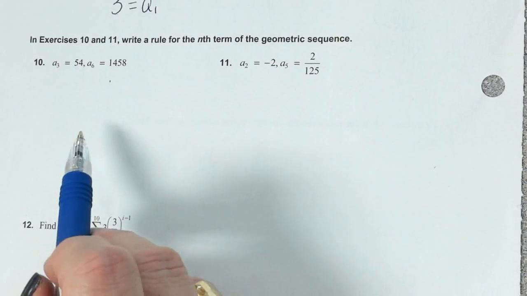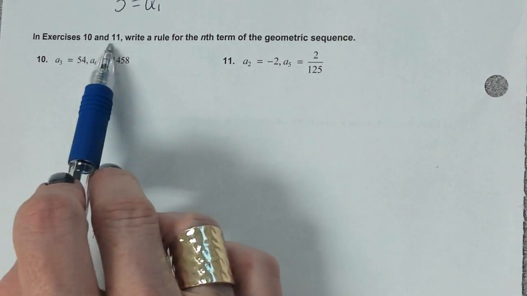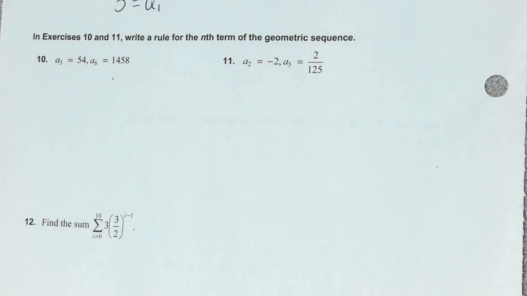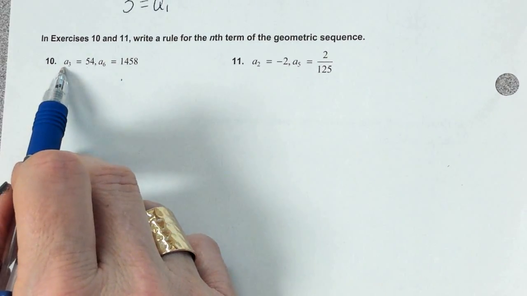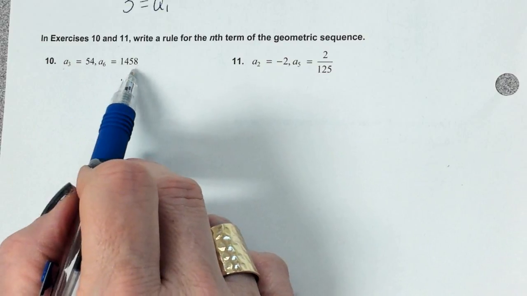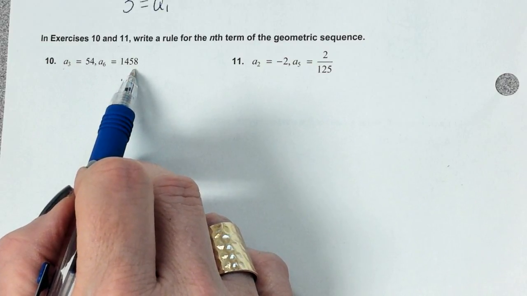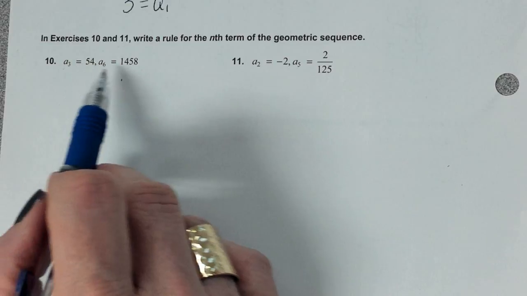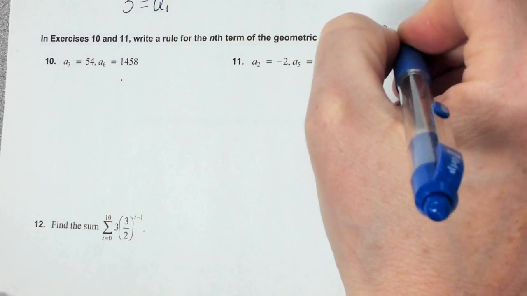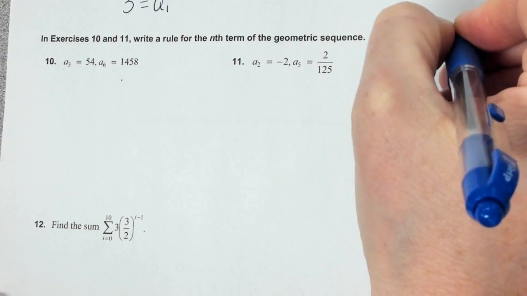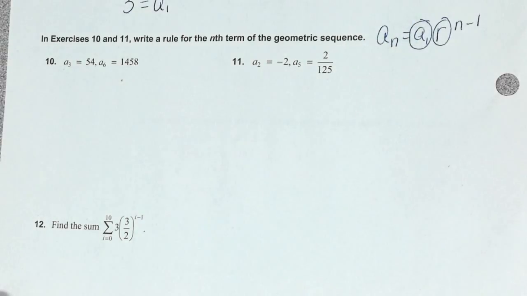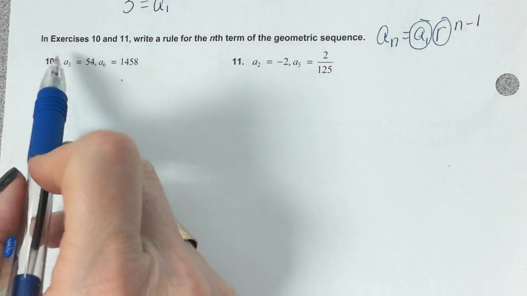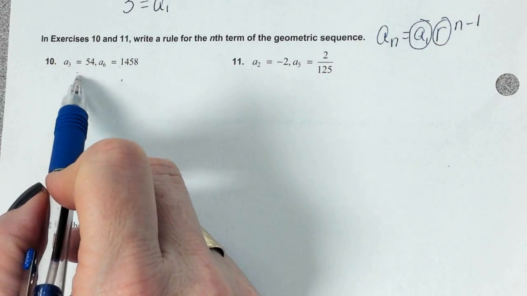All right, I'm going to show you one of these and then I'm going to ask you to try one. So, in exercises 10 and 11, write a rule for the nth term of the geometric sequence. So they tell me a sub 3 is 54 and a sub 6 is 1458. That's kind of hard to do, because in order to write my formula, I have to know 2 things. I have to know a sub 1 and I have to know r. And I don't know either one of them.